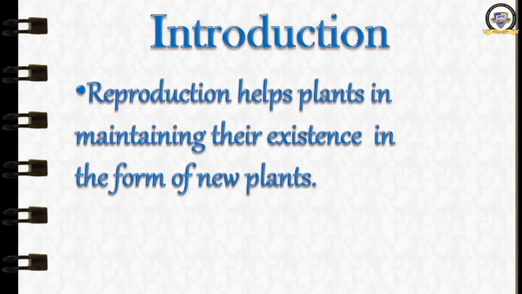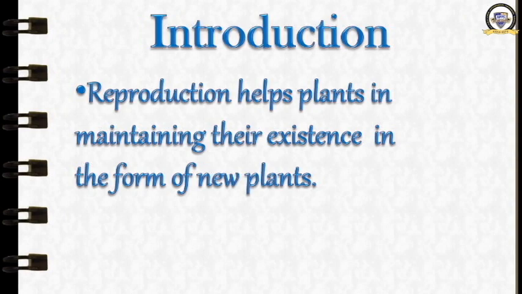Reproduction helps plants in maintaining their existence in the form of new plants. Their existence is maintained in the form of new plants. One plant produces the other plant and its existence is maintained. Plants reproduce in many ways. Most of them reproduce through seeds. A flower changes into a fruit, and a fruit contains seeds. New plants grow from the seed.